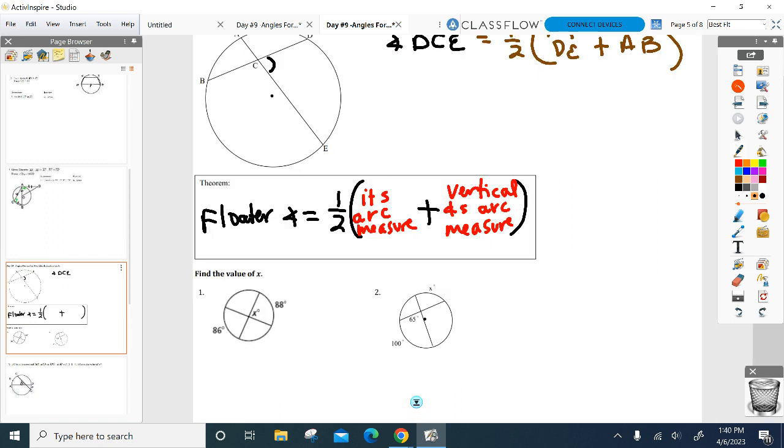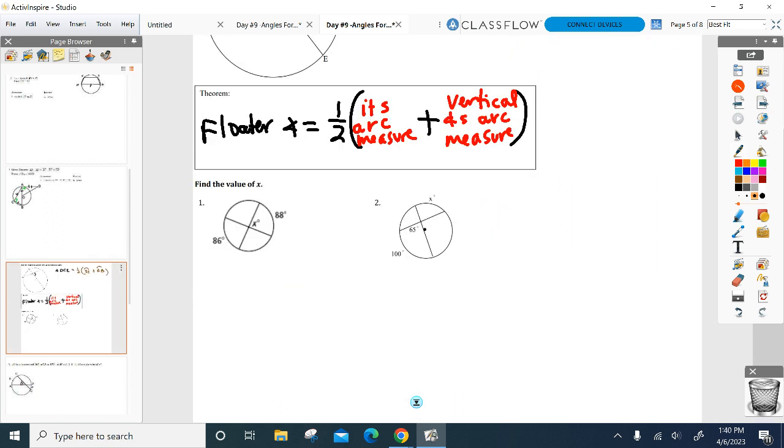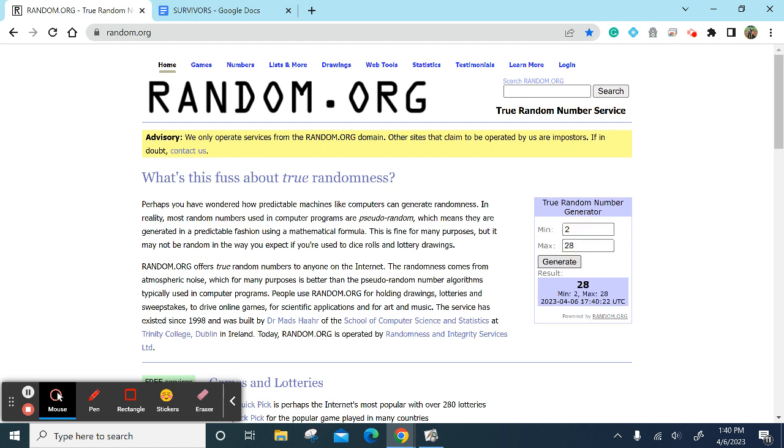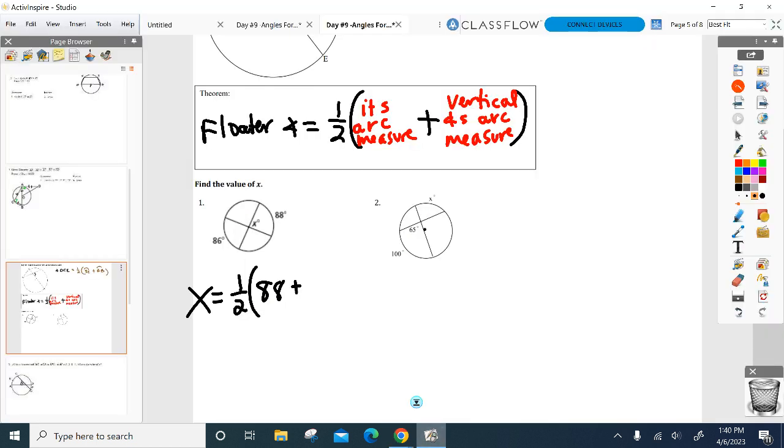Okay, let's go over a couple examples here. Number 1. Angle X is not a central angle, all right? That's not the center where those 2 chords intersect, so the answer is not 88. You get off easy, though, here. What arc belongs to angle X? Okay, 88. Plus, what arc belongs to its vertical angle? 86. There you go. So everyone all right on how I'm going to start finding floater angles?